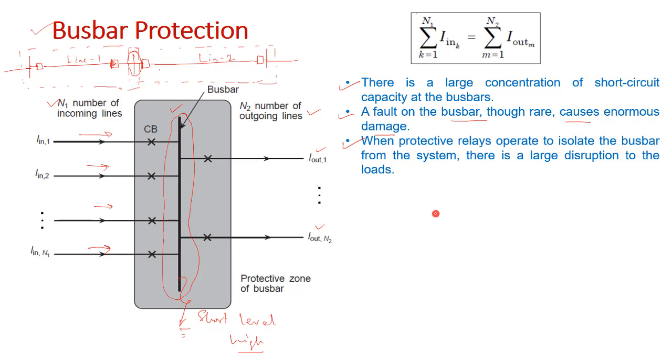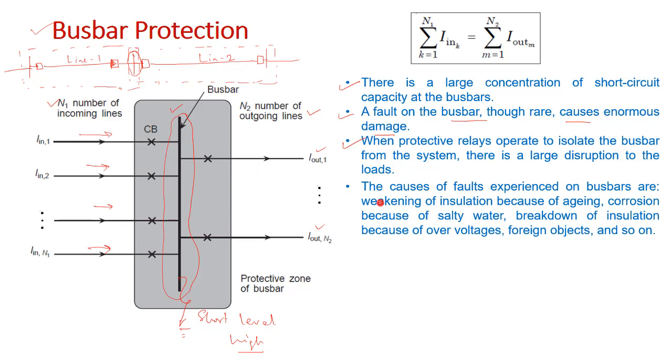When the protective relays operate to isolate the bus bar from the system, there is a large disruption to the loads. You can see here, a bus bar is connected to many incoming and outgoing lines, and if the bus bar needs to be isolated, then the supply will be interrupted, right?